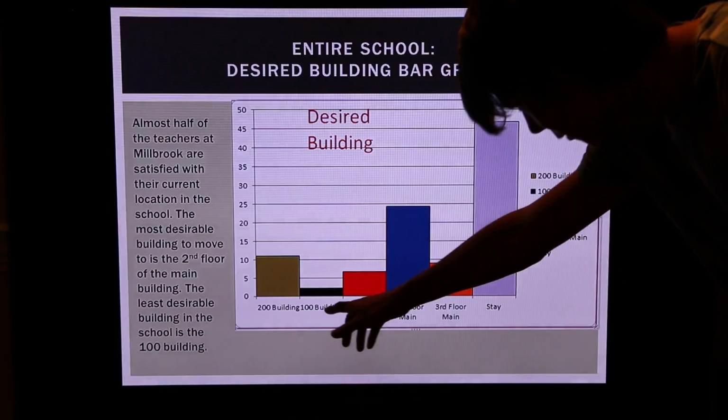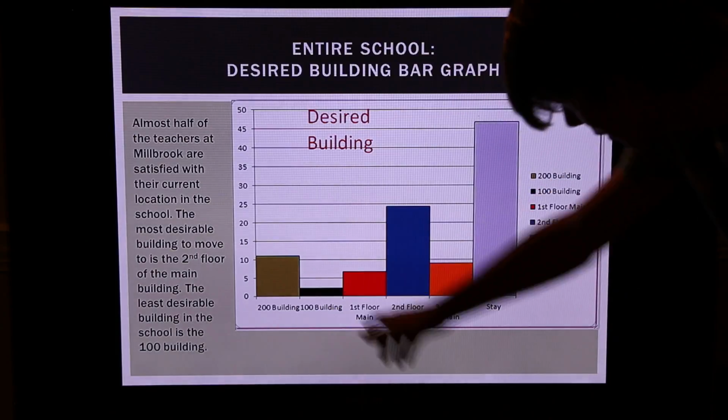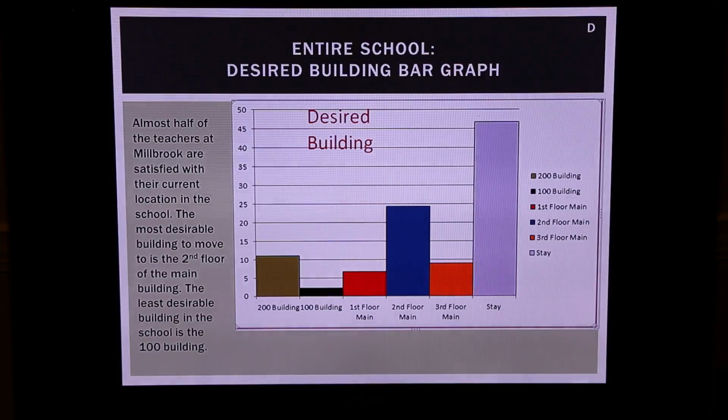When you look at the 100 building, nobody really wants to go there. I mean, it's not good, and this survey just displays how undesirable the 100 building is for obvious reasons. The 200 building does have a good amount of responses, even more than the 3rd floor. But I mean, the 200 building isn't that bad. It's in a good location, and that's also understandable.